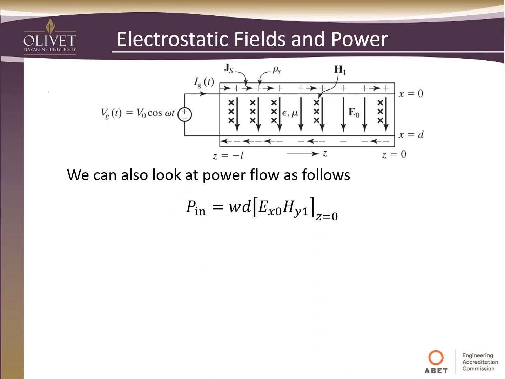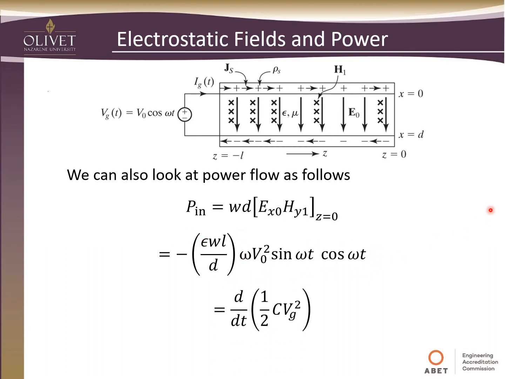So we can also look at the power flow. The power in is going to be the width times the depth times the electric field times the magnetic field. And so you see the notations here. The 0 is what we defined for the electric field, so that's the zeroth order approximation there, and then that led to the first order approximation of the magnetic field because we had that one integral step in between. When we plug in the values for these, which we have, we come up with this resulting equation here. And what this turns out to be is the time derivative of the energy stored in the capacitance.